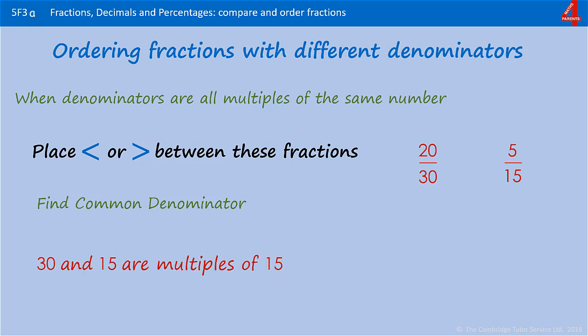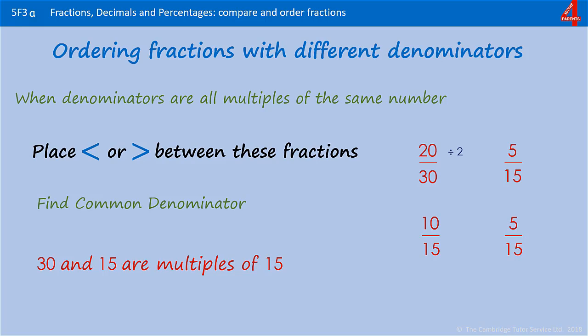30 and 15 are both multiples of 15 because 15 is a factor of 30. So we can turn them both into 15ths. 5 15ths will stay the same. The 30ths, to convert that to 15ths, we had to divide 30 by 2. So we're going to do the same with the numerator. And 20 divided by 2 is 10.